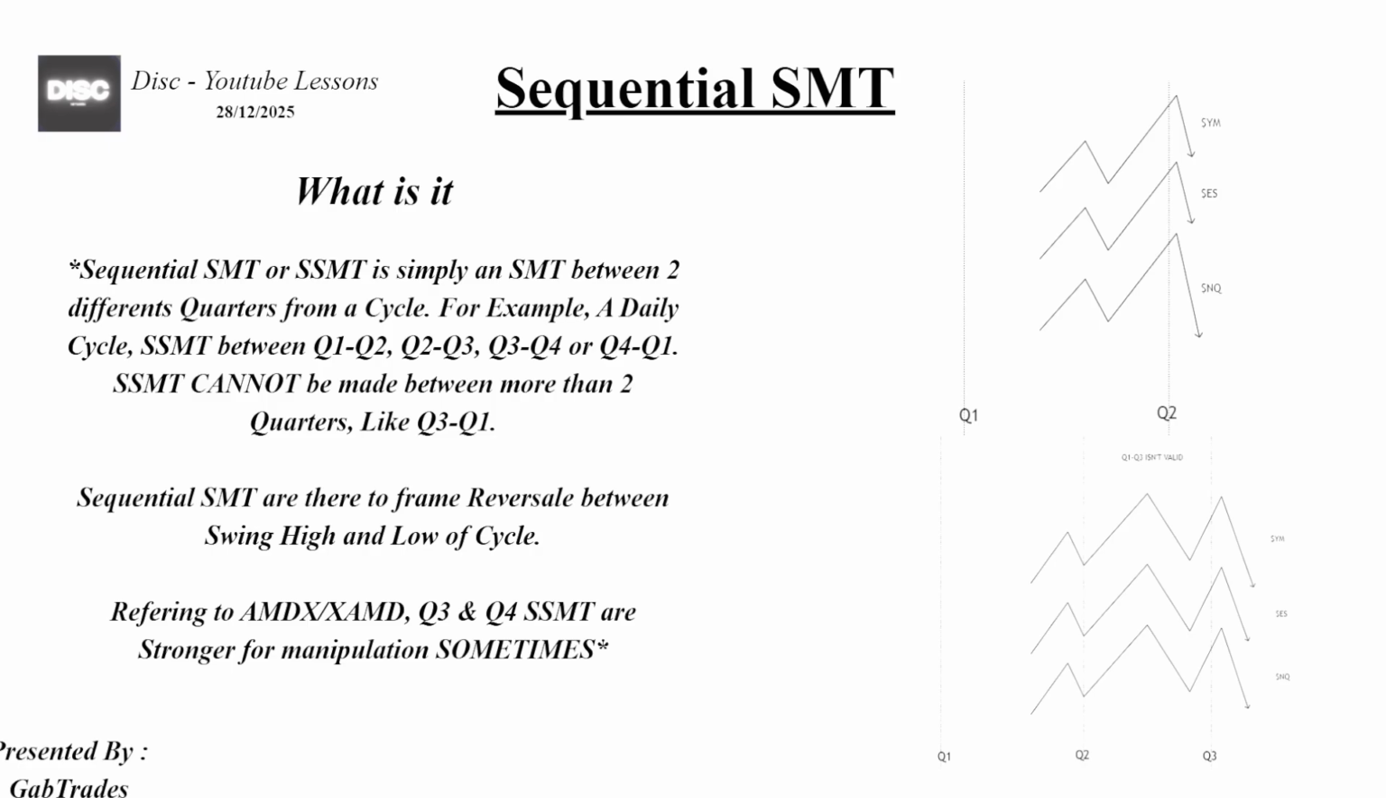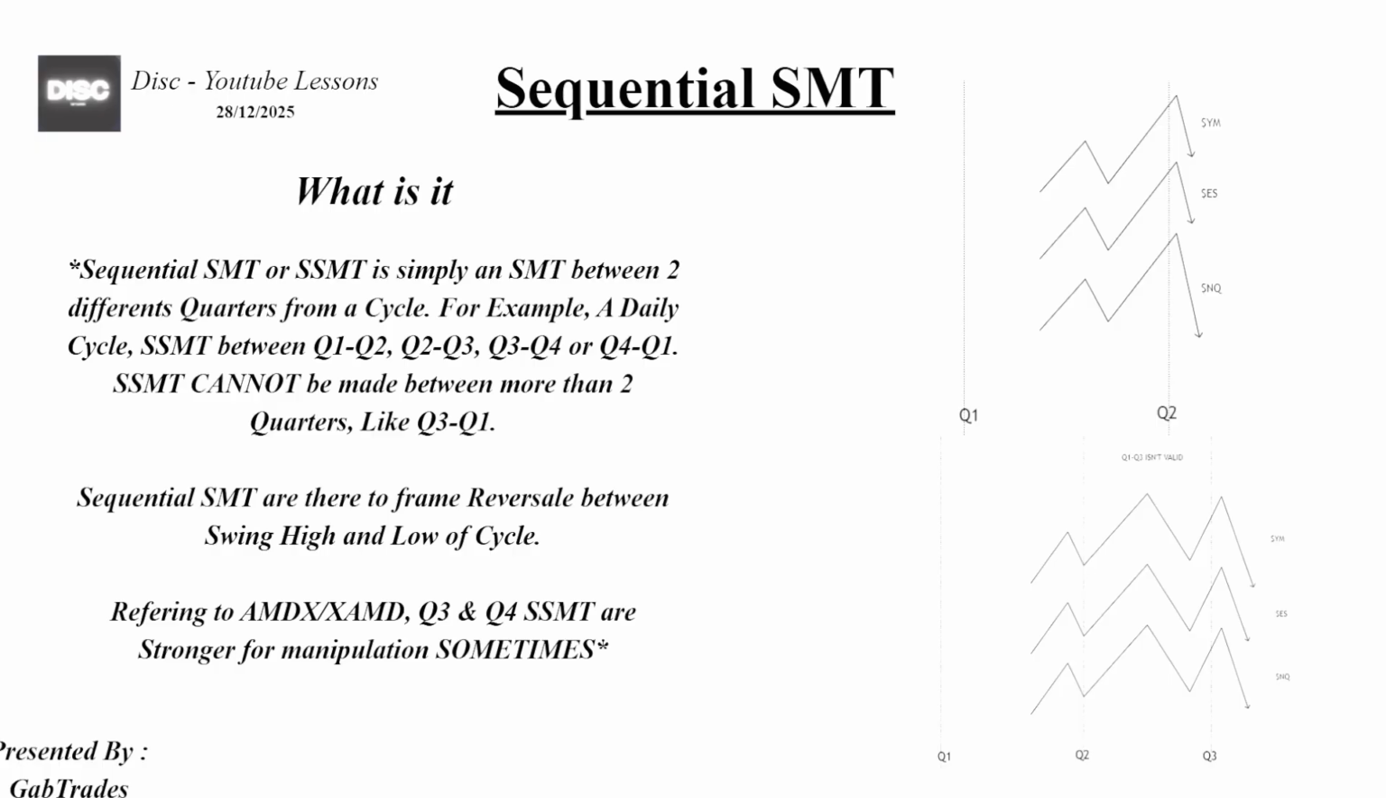Now, let's talk about sequential SMT. You're probably here for that. So listen well, take notes. It will be great. So sequential SMT, or SSMT, is simply an SMT, a regular one, just between two different quarters from a cycle. For example, a daily cycle, what we just showed on the chart.